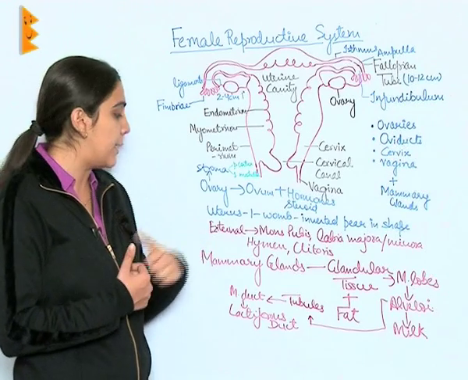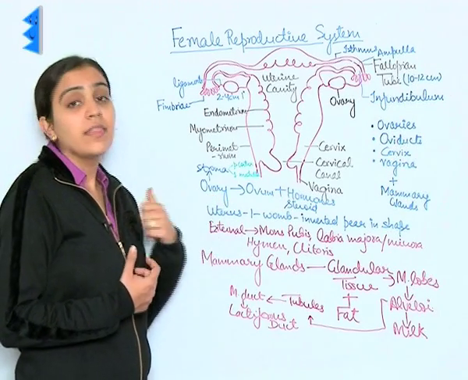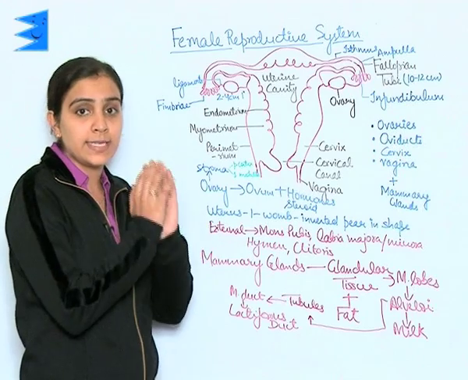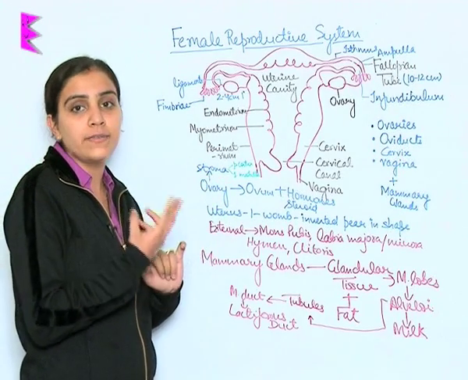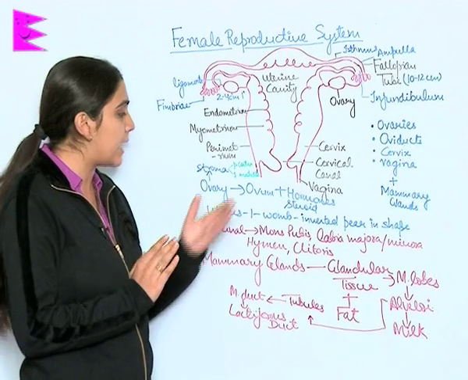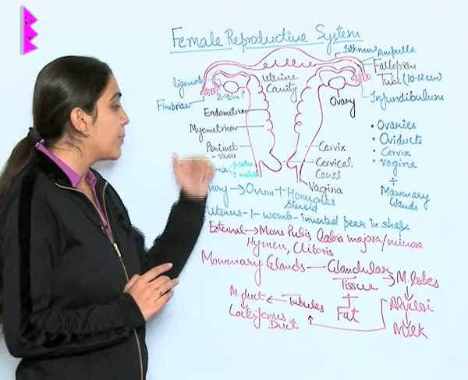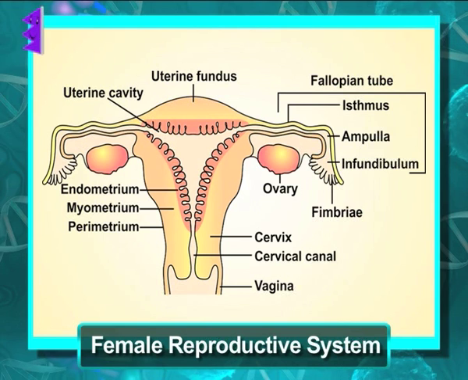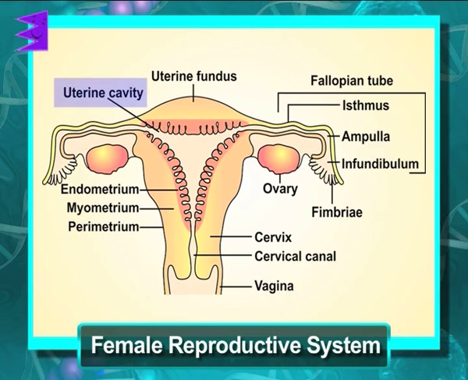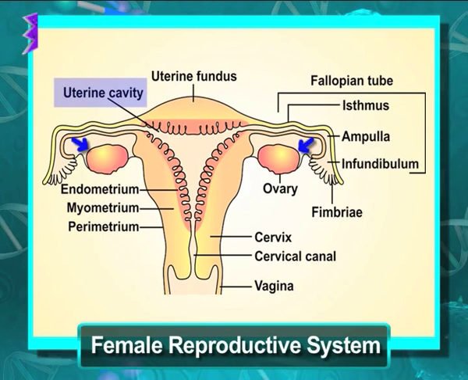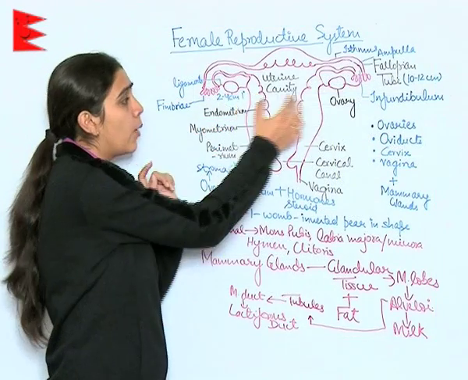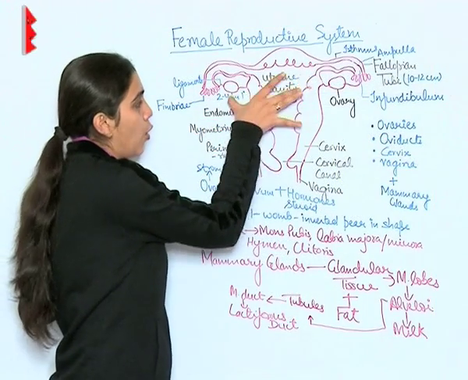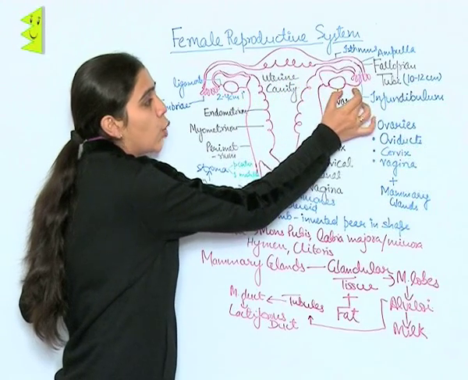These ovaries are covered by an external lining which is known as stroma. This stroma has two parts, the peripheral cortex as well as the inner medulla. Now, let us see the positions of these two ovaries. This is your uterine cavity and these are two ovaries attached to the uterus through ligaments. Now, these ovaries give us ovum.